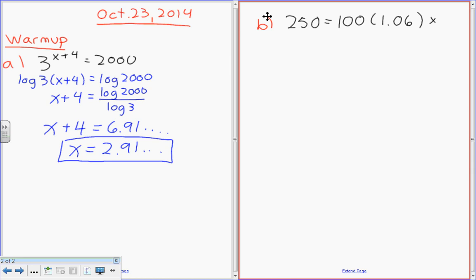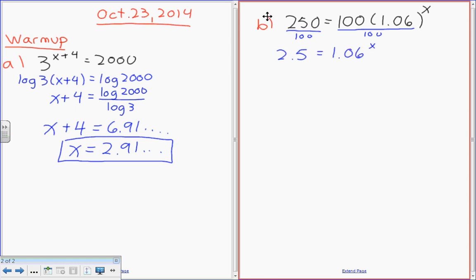So this says 250 equals 100 times 1.06 to the exponent x. That was supposed to be not times x. Sorry about that. Okay, Amy, what's my first step going to be here, please? Divide by 100. Yeah, divide by 100. So I'm going to do that in blue. It's 2.5 equals 1.06 to the x.